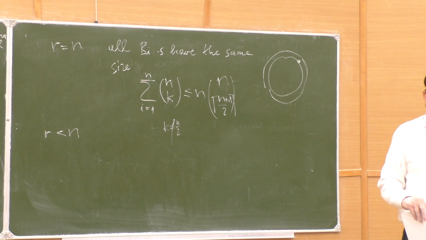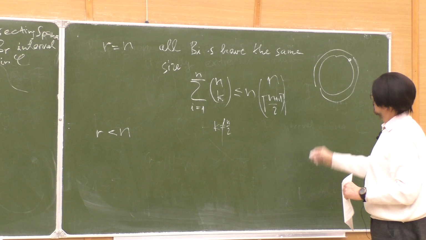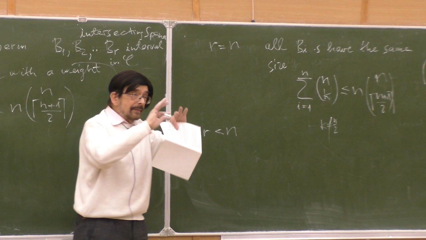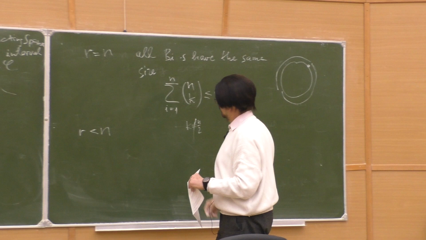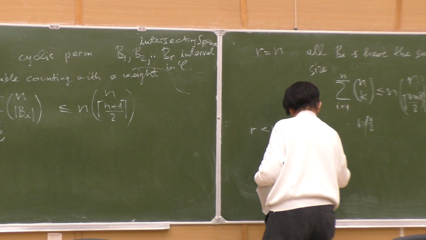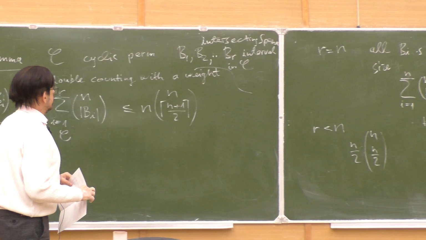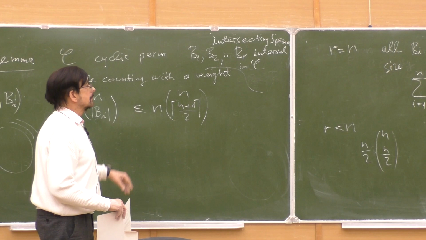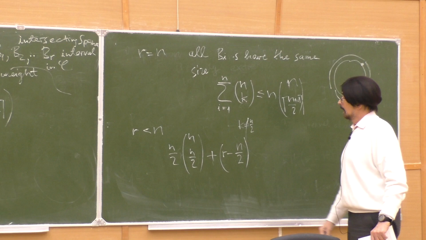N half. So, containing this point, they are okay. Because for every such pair, we can have only one. So you order them by pairs, and you can have at most one out of each pair. So we can have this many of the largest possible, and the rest, which is n r minus n half, is smaller.